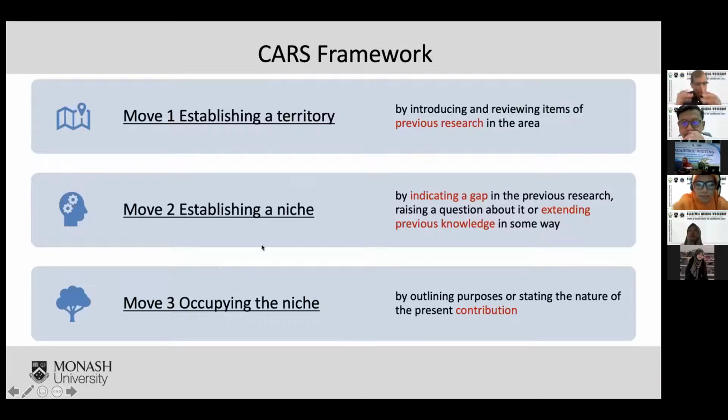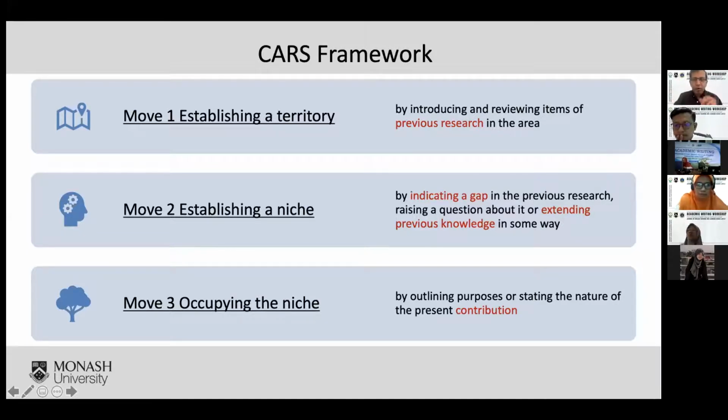So niche means a space. So you establish a space and then you occupy that space. That space is a gap. No one has done anything. And the abstract will show that for the first time, you are going to do that.